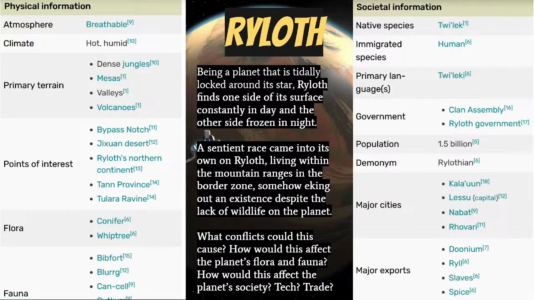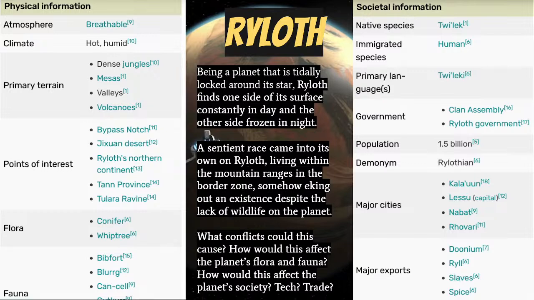So that means that one side is hot, one side is cold, and the sentient race that came into its own on Ryloth, the Twi'lek, came to colonize the middle region, the mountain ranges in the border zone between the hot and the cold, somehow eking out their existence despite the lack of wildlife, all within that very shallow region, a transition between two different biomes. But everything is based around this. We have the hot side, we have the cold side. The hot and cold side are not really habitable by our intelligent species.